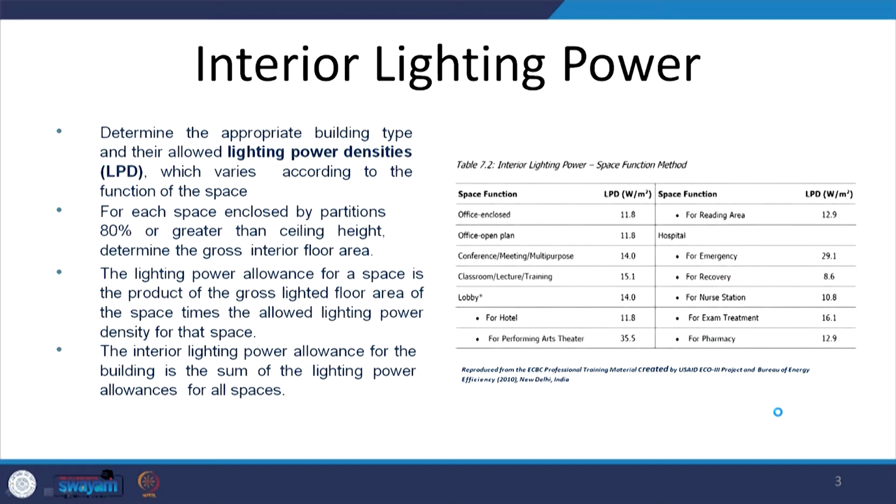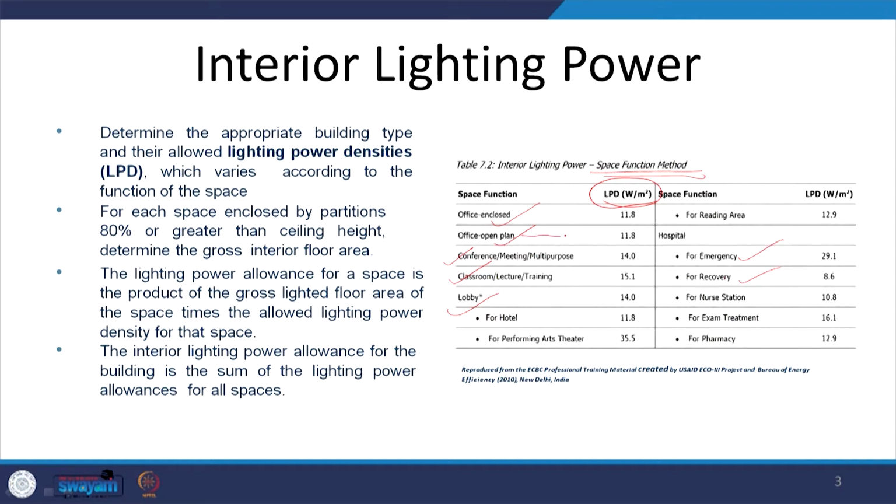When we are talking about the compliance approach, we have two types. One is for different spaces within a building, which we call the space function method. In this method, different functions are assigned to the spaces, for example an enclosed office area, an open plan office area, a conference or multipurpose hall, a classroom or lecture room, the lobby of a hotel, emergency or recovery areas in a hospital, and so on. There is a long table, and for each of these spaces and functions, a lighting power density has been prescribed.